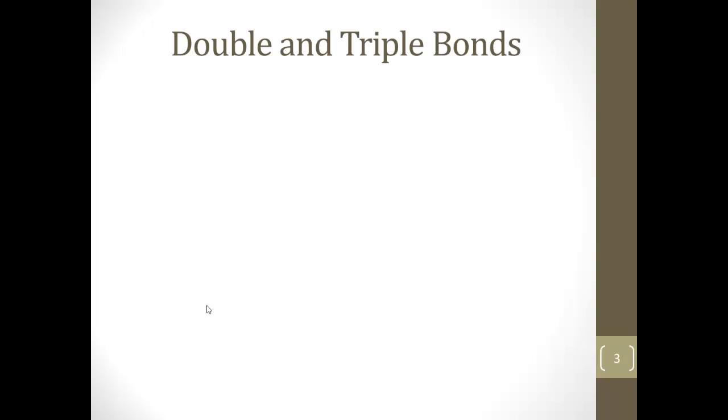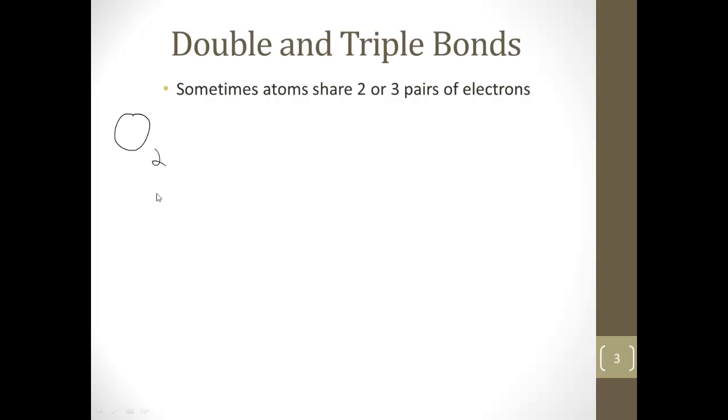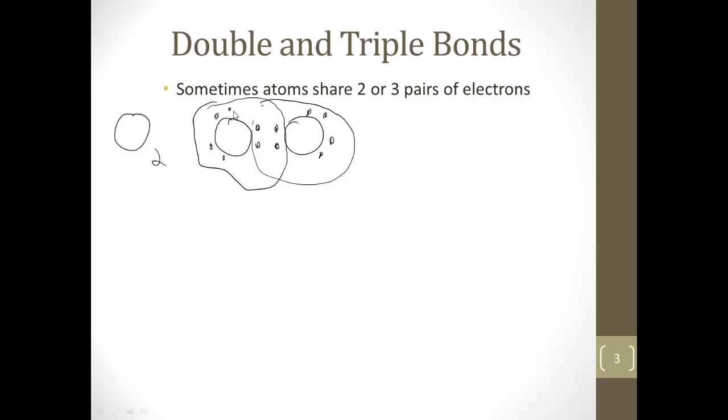Sometimes, in order to achieve those eight electrons or that octet, atoms will have to share two or three pairs of electrons. So, for example, oxygen, very common. O2, it's what's in the air around us. Oxygen has six electrons. So here's an oxygen, 1, 2, 3, 4, 5, 6, and here's the other oxygen, 1, 2, 3, 4, 5, 6. So each one is going to have around it 8 electrons, because these are all being shared. This oxygen has 8, and this oxygen has 8, because these are all being shared.